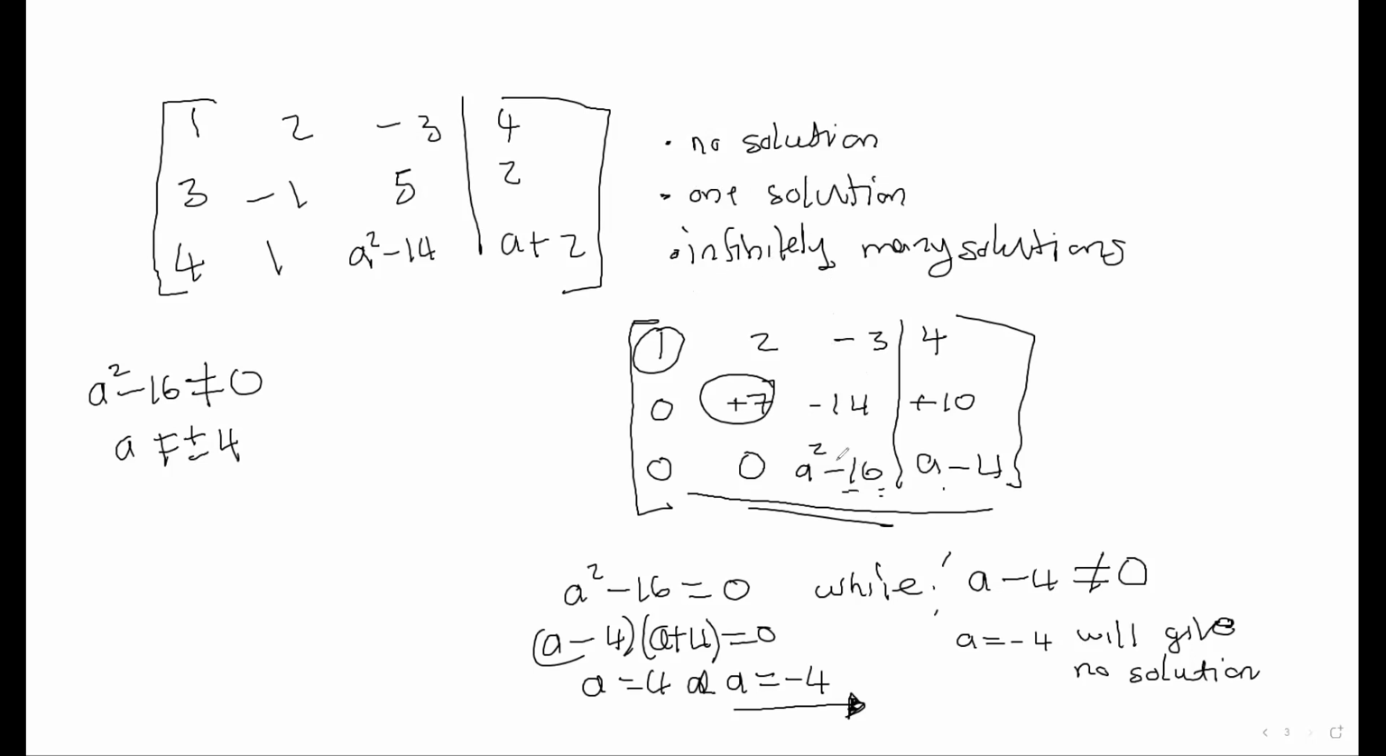And then infinitely many solutions. Infinitely many solutions. This was 1. This is 2. Infinitely many solutions. I said we need both of these to be 0. Right? So we want a squared minus 16 to be 0, and a minus 4.